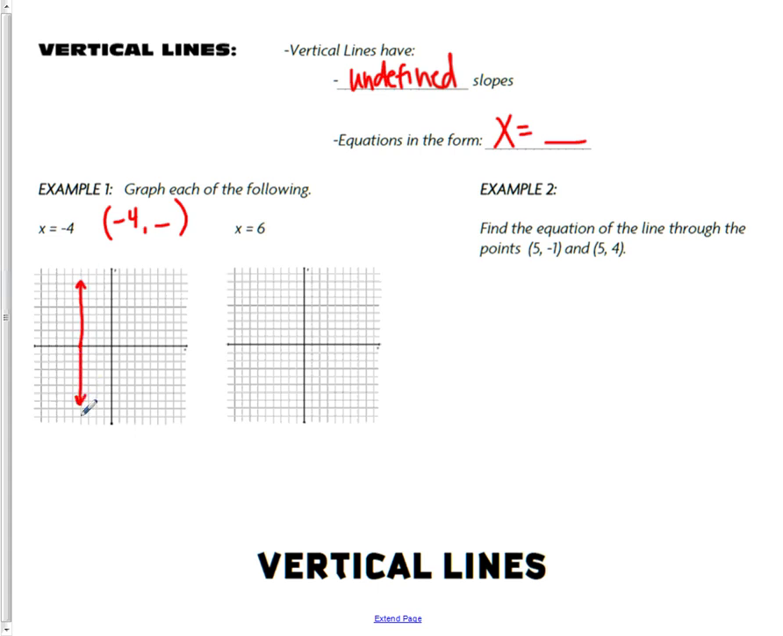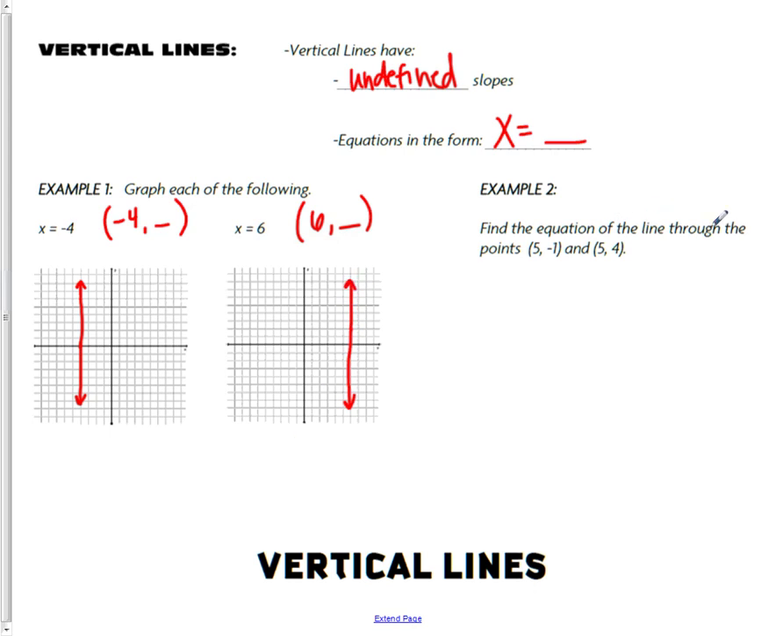All the points on that line have an x-coordinate of -4. Over here, we want all the points who have an x-coordinate of 6. So that means going to the right 1, 2, 3, 4, 5, 6. And it's going to be this vertical line here, where every point on it has an x-coordinate of 6.